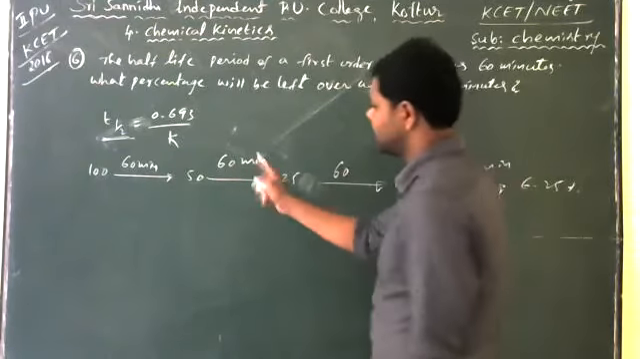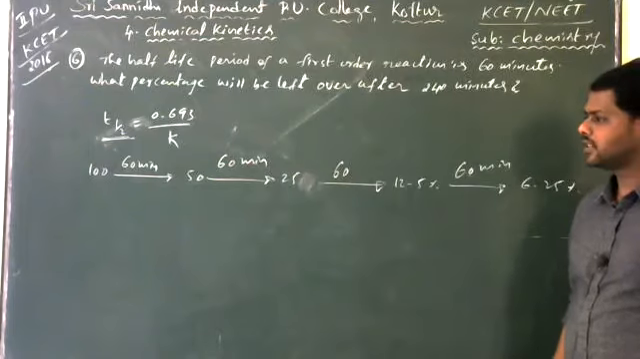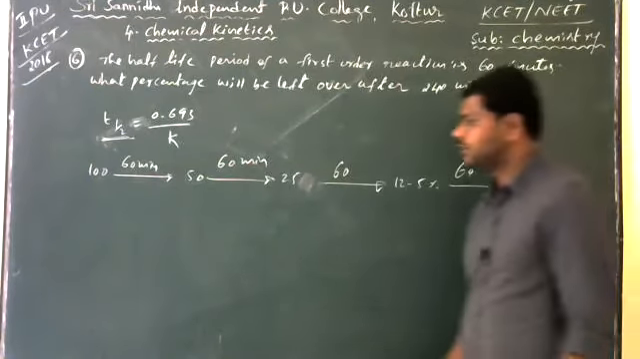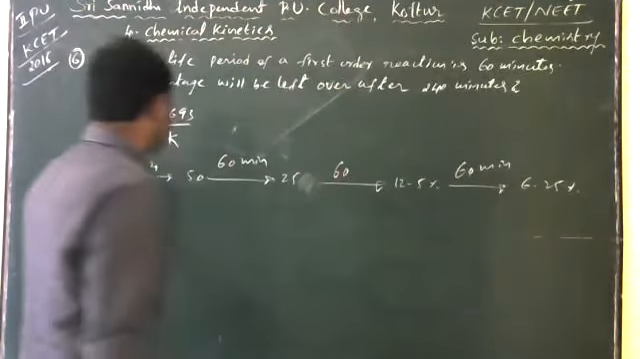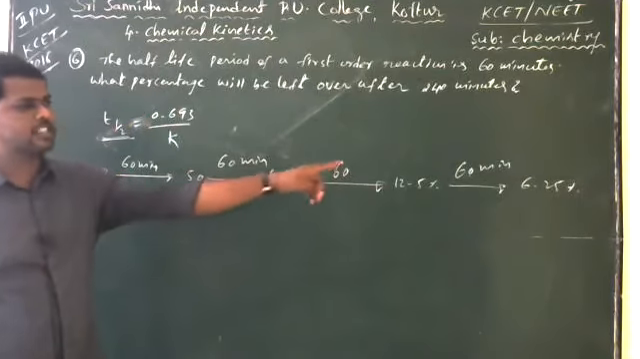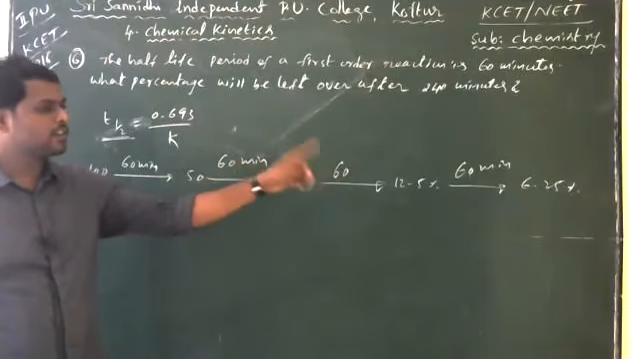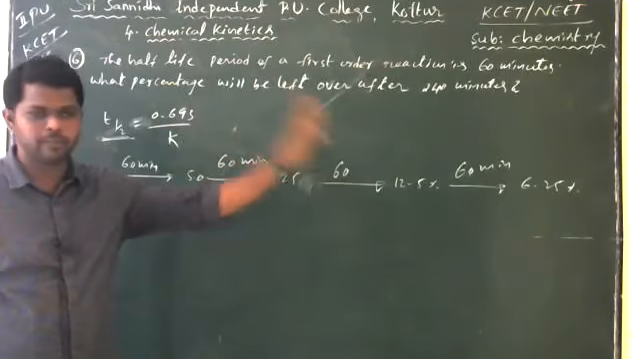Look, 60, 60, 60, 60. That is how much? 240. Right? 6 4, that is T. Every T half, within 240 minutes, the concentration that remains after 240 minutes is 6.25%.